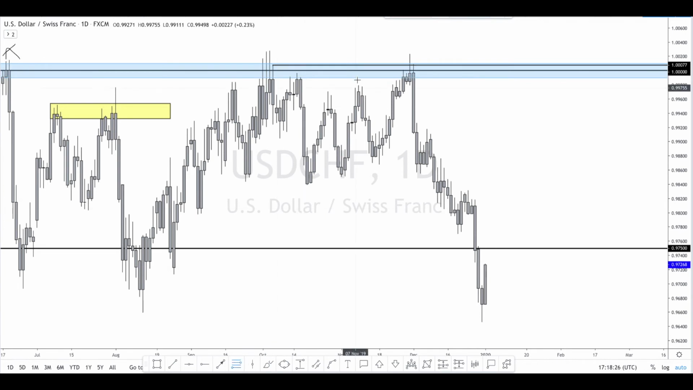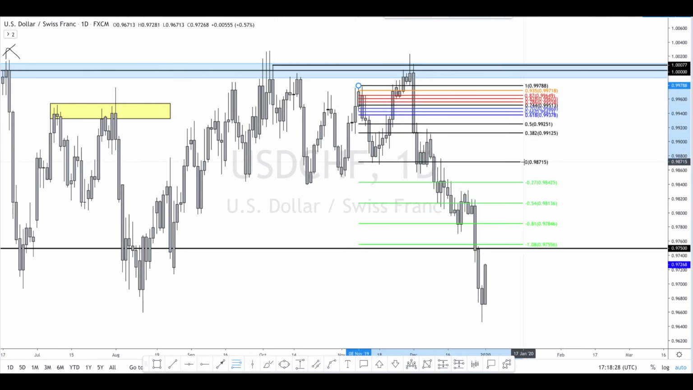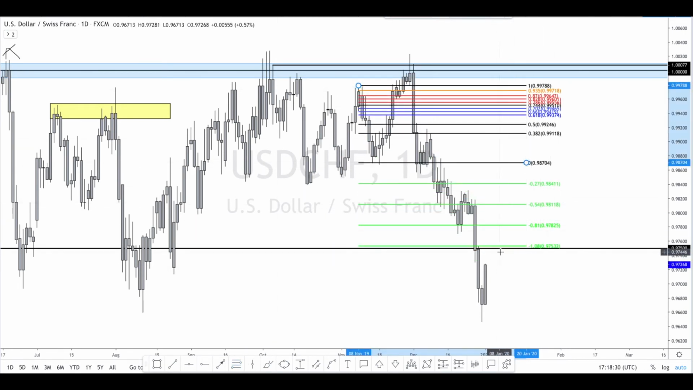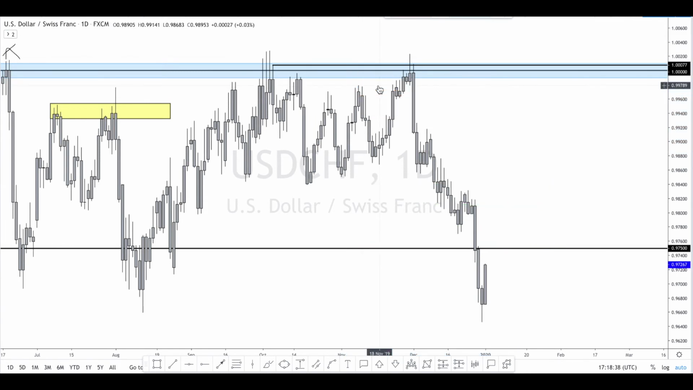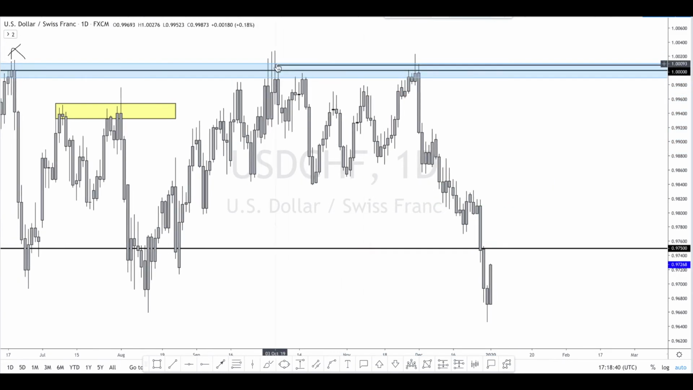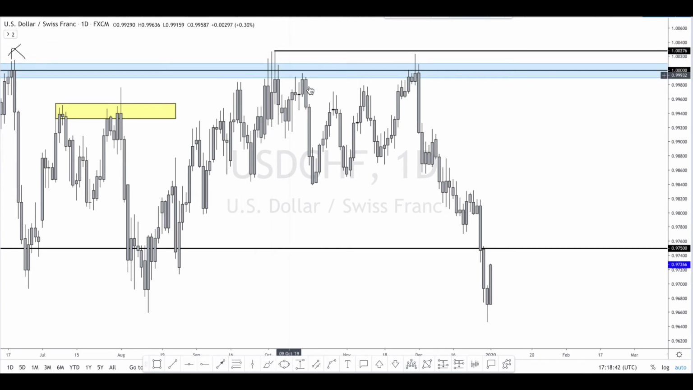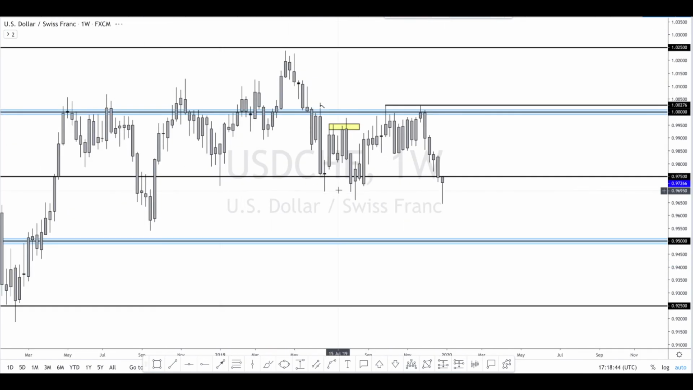As you can see, my target did in fact get hit and then some. So my target was 0.975. I entered around 82.8, so I had a great risk to reward anyway, so I spared some more percentage. But then what happened is I didn't put my stop loss past the complete invalidation point.